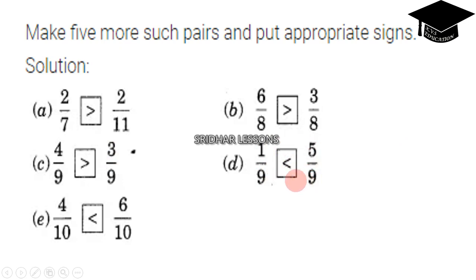The denominator is the same. So it is less than. 1 by 9 is less than 5 by 9. 1 is less than 5. Here the denominator is the same for 4 by 10 and 6 by 10. 4 is less than 6. So 4 by 10 is less than 6 by 10. Okay.